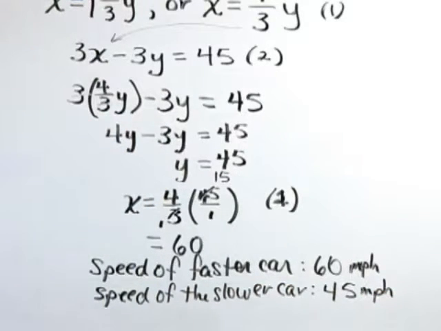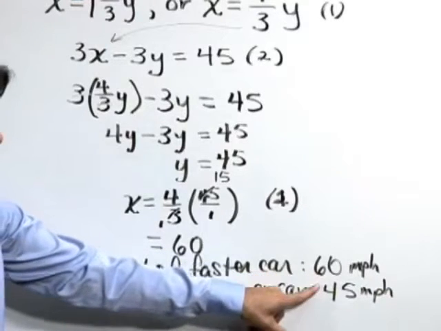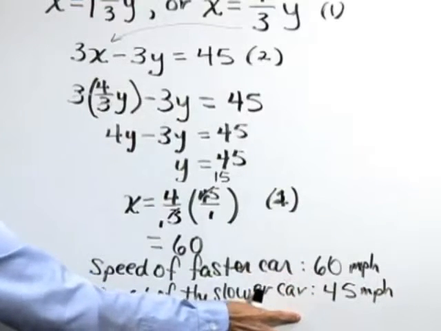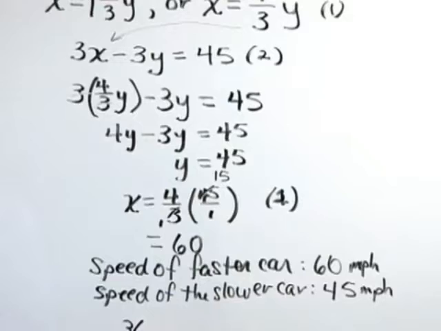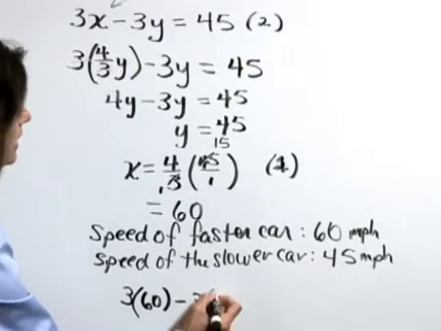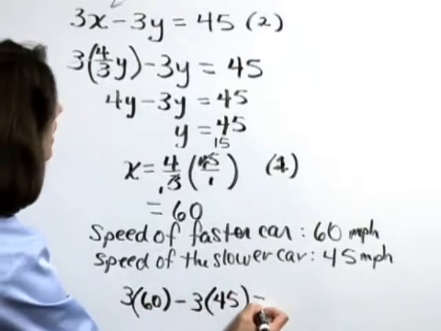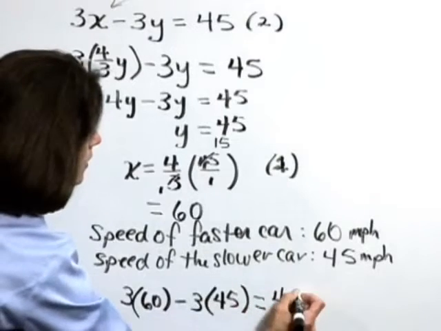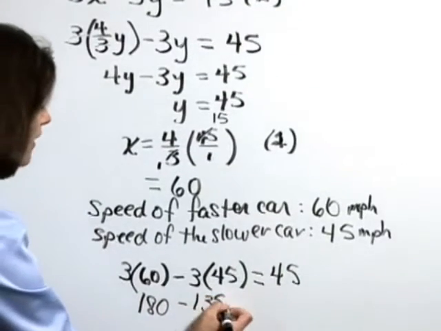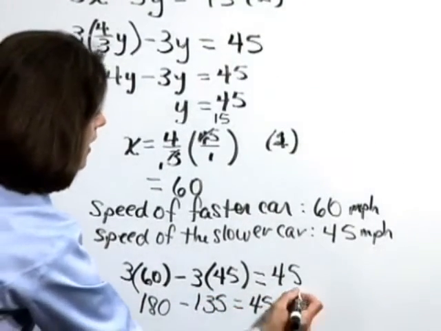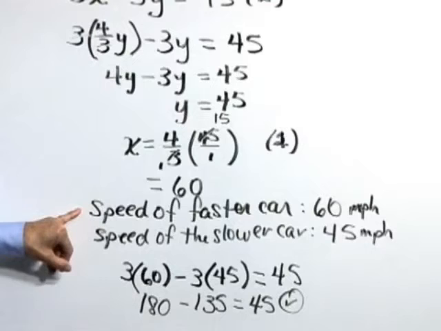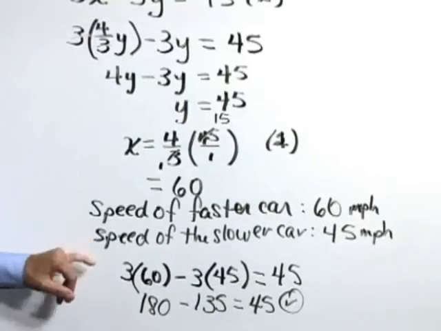As a quick check, we might notice that 60 is indeed 4/3 times 45. And for equation 2, we can notice that 3 times x, or 60, minus 3 times y, 45, is equal to 45, because 180 minus 135 is indeed equal to 45. So we can feel pretty comfortable that we indeed have the correct solution: the speed of the faster car is 60 miles per hour and the speed of the slower car is 45 miles per hour.